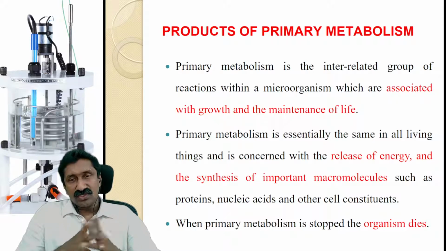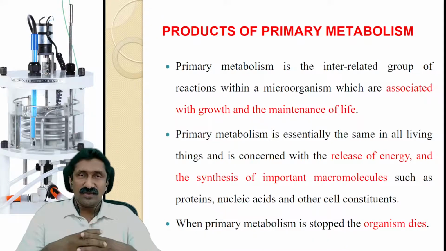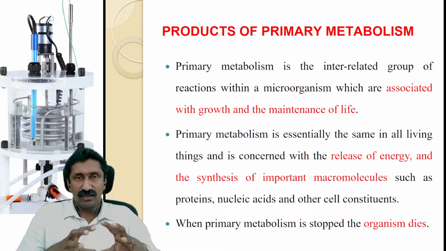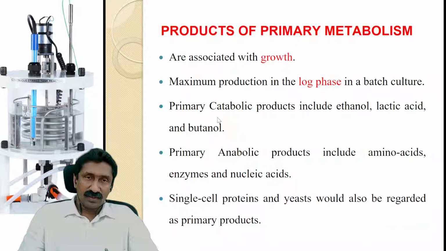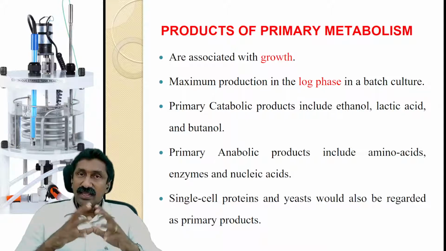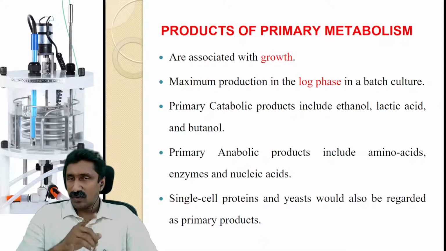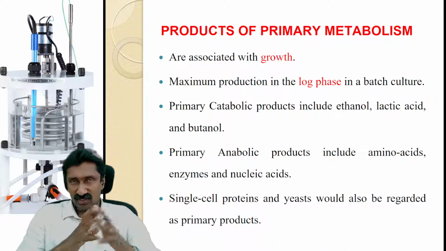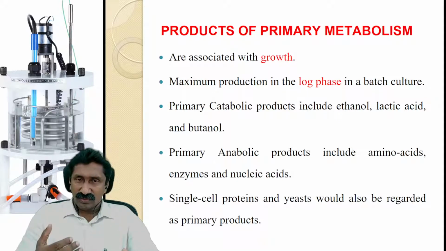When primary metabolism is stopped, the organism dies because the growth and maintenance of the cell is absolutely necessary for the organism to live. So if there is some problem in that metabolism, the organism normally dies. So these metabolites, primary metabolites, are usually associated with the growth, and maximum production of these primary metabolites occurs in the log phase or the trophophase of the growth in a batch culture, as we discussed in the earlier slide. The primary catabolic products include ethanol, lactic acid, butanol, etc.